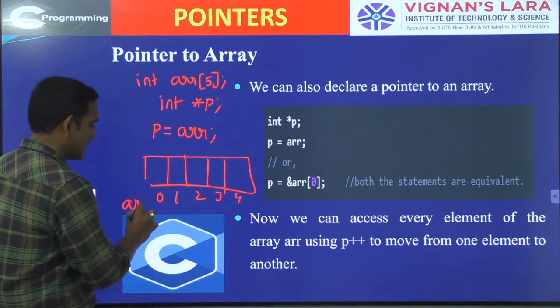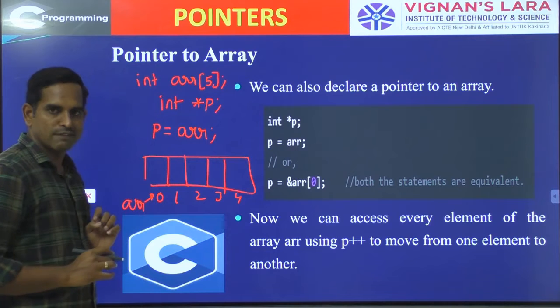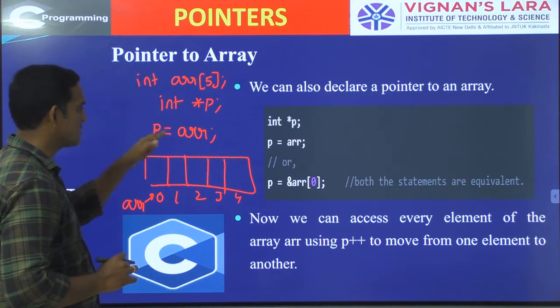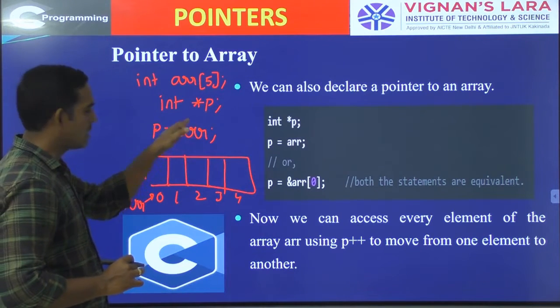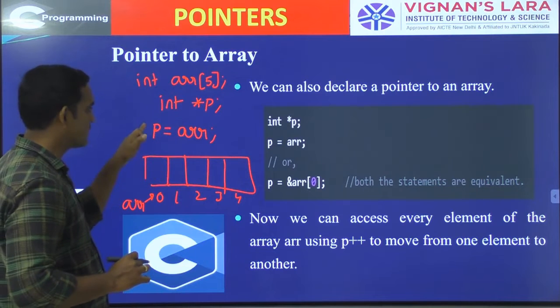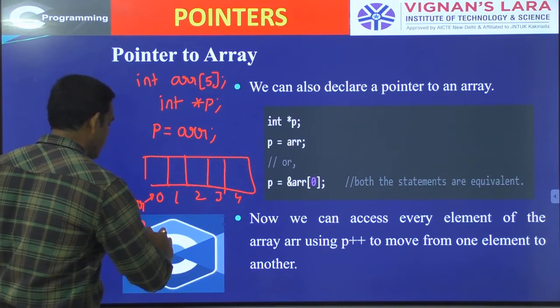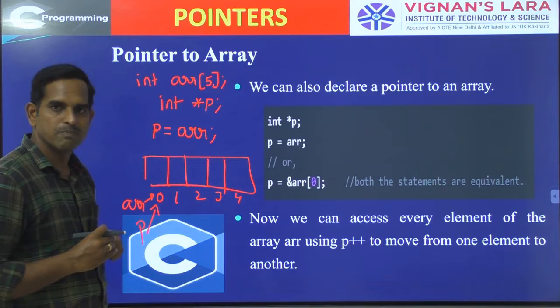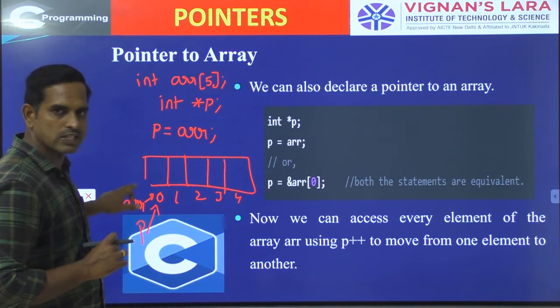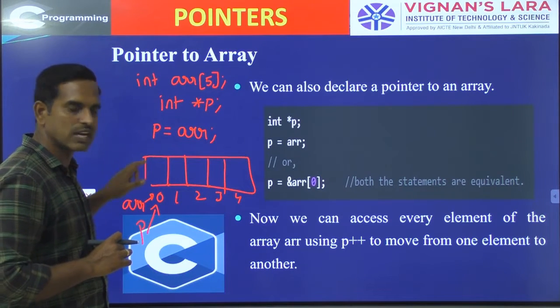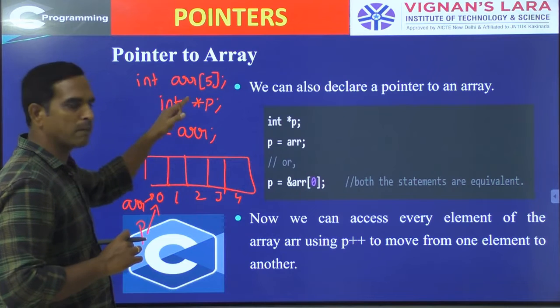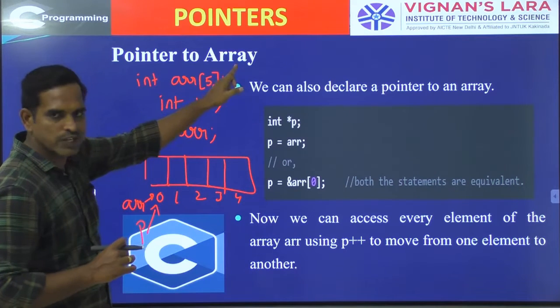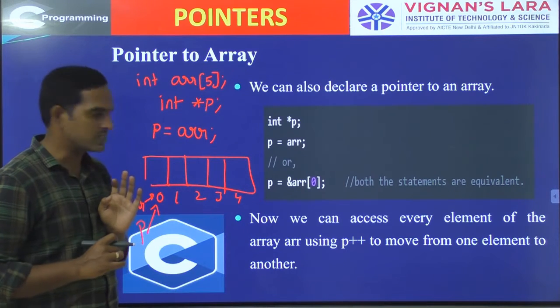Your array name ARR is pointing to the first element. In the same manner, since you have assigned your array name to another pointer, now P also will be pointing to the first element. Now we have two pointers: one is the name of the array, which is pointing to the first element, and a new pointer P, which is a pointer to the array, also pointing to the first element.